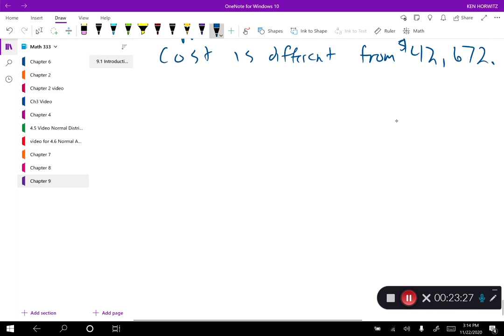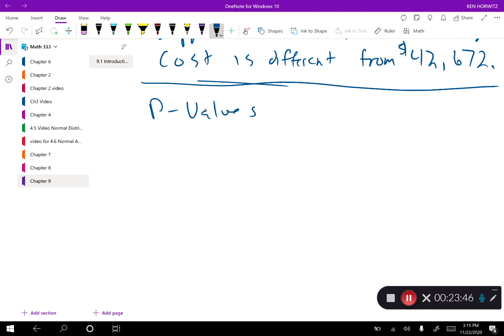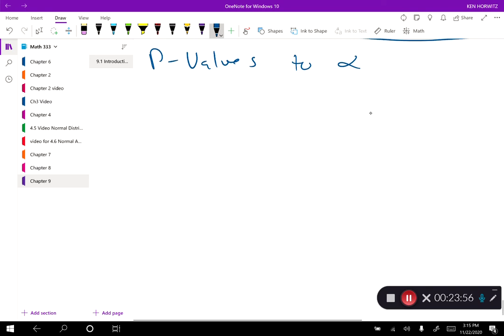All right, so the last thing I want to talk about is the p-value test. I mentioned it in the last video, but we didn't really talk about it, so it's appropriate to do it now. P-values deal with area instead of z. For example, you compare your p-value to your alpha. I think it's best illustrated with an example.